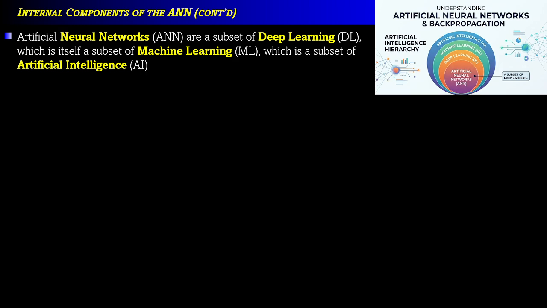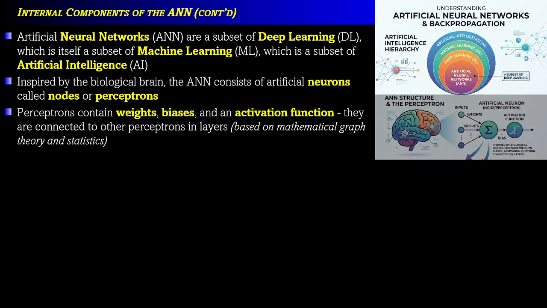So the artificial neural networks, which are a subset of deep learning, which is itself a subset of machine learning, which is itself a subset of artificial intelligence, are inspired by the human biological brain and consist of artificial neurons called nodes or perceptrons. Those perceptrons contain a weight, they contain a bias, they contain an activation function. They're connected to other perceptrons. So perceptrons form a layer. This is based on graph theory and statistics. Each layer forms the neural network.